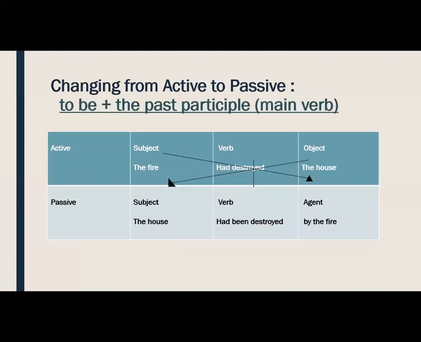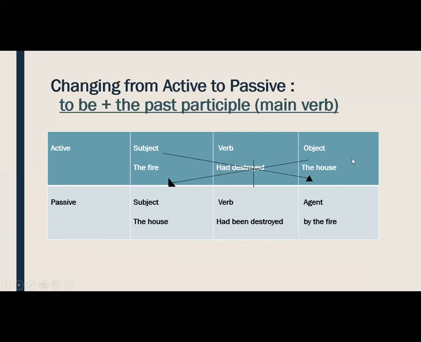Well, we already know that we form passive voice by combining the auxiliary verb to be in the appropriate tense and the past participle of the main verb. In this slide, I have introduced the way how we change a sentence from active into passive. Let's read together. Active sentence: The fire had destroyed the house. Passive: The house had been destroyed by the fire.